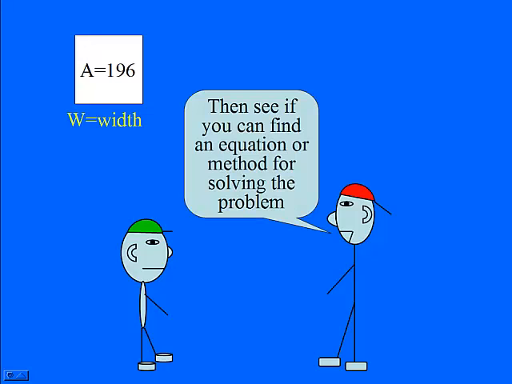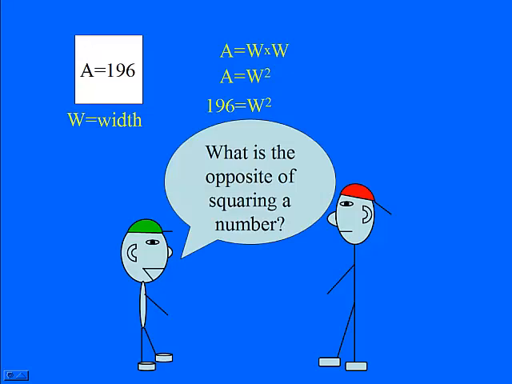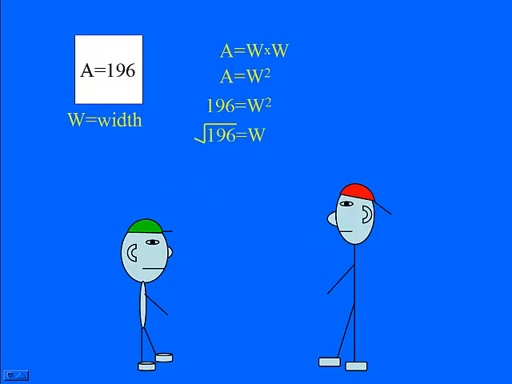Now, we do know an equation or a formula that involves area and width. Area equals width times width, or area equals W squared. Now, let's substitute the 196 meters squared in for area into this formula. What is the opposite of squaring a number? To solve for W, we need to do this. Taking the square root of the number. Now we've got our answer.